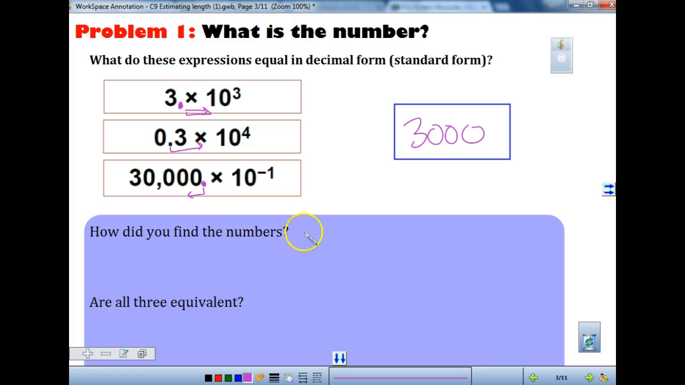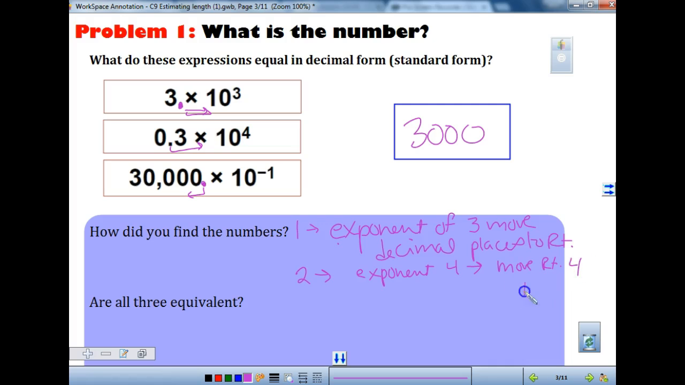All 3 of them equal 3,000. How did we find the number? Well, in the first one, our exponent of 3 tells us to move the decimal 3 places to the right. In the second one, the exponent of 4 tells us to move to the right 4 places. And if we move our decimal 4 places to the right, we are ending up with 3,000.